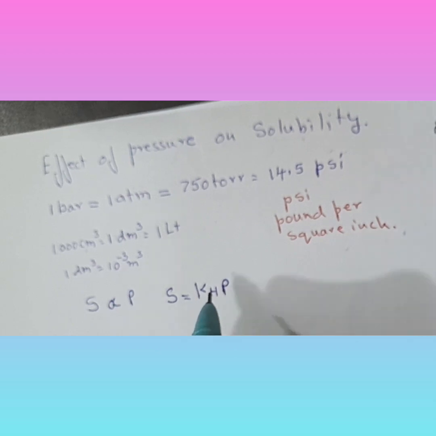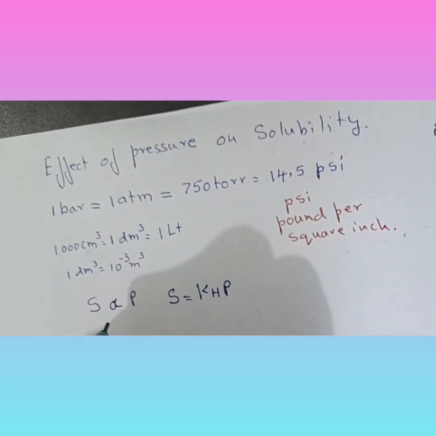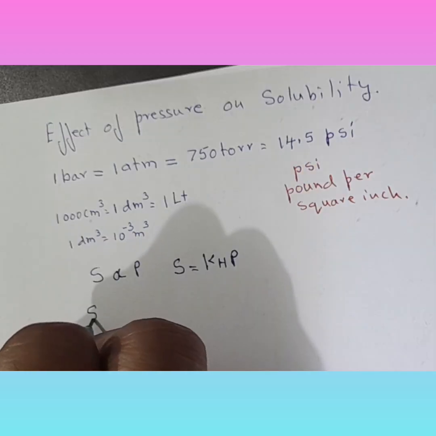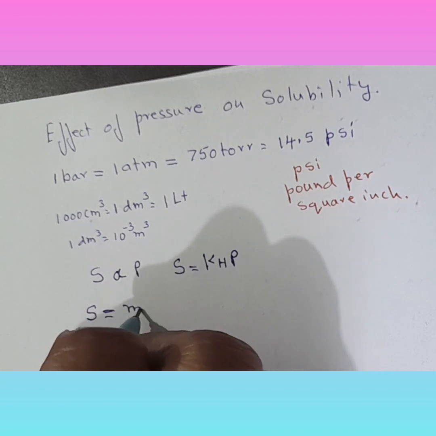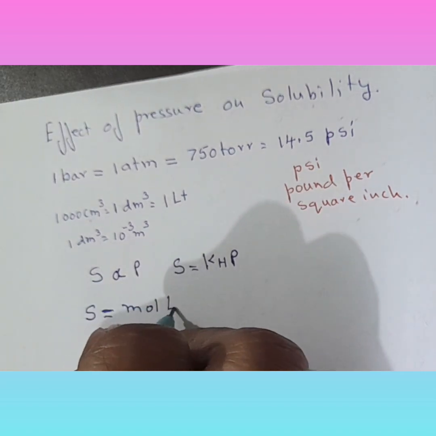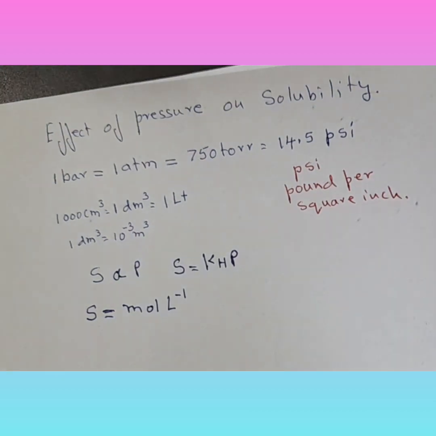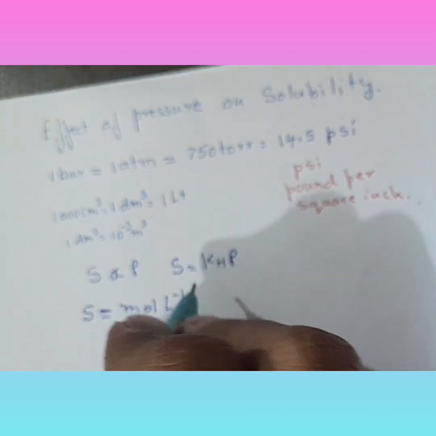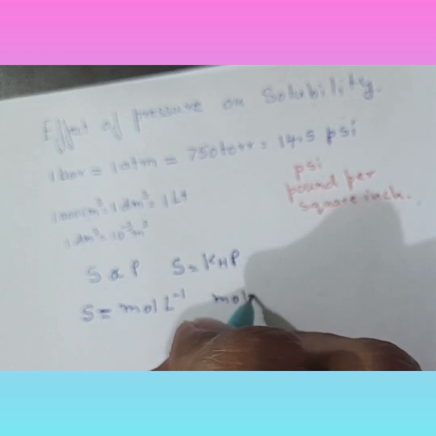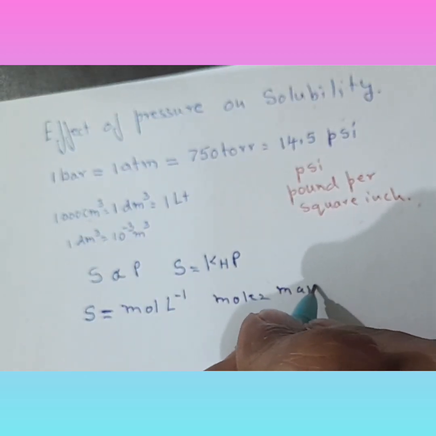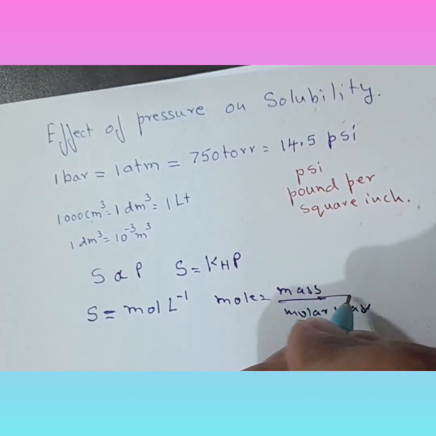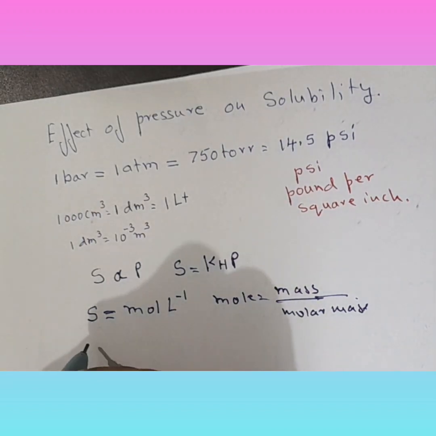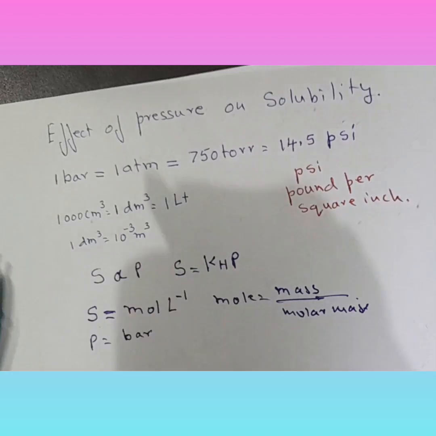H is subscript. Now the unit of solubility is very much required. Unit of S would be moles per liter, and moles, as I have mentioned in my other video, is mass upon molar mass. That is what moles is. And what is the unit of pressure that we use here? It is bar. It is bar that we use.